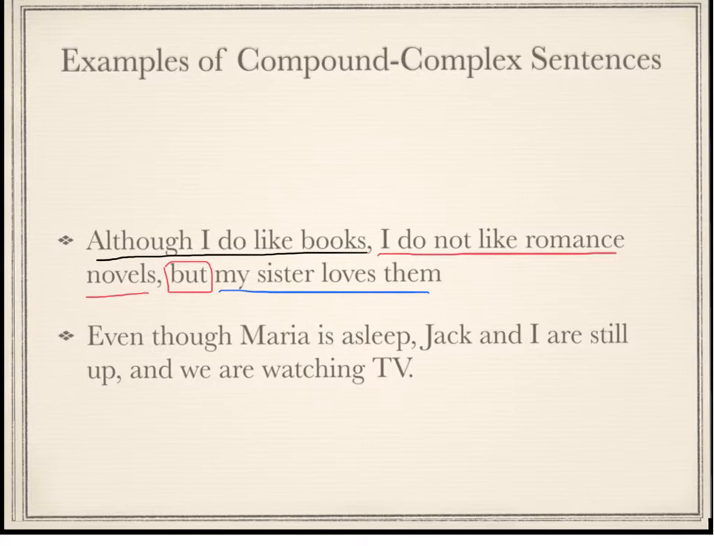The second sentence, even though Maria is asleep, Jack and I are still up, and we are watching TV. Even though Maria is asleep is the dependent clause. Jack and I are still up is the first independent clause, followed by the conjunction and then the second independent clause, we are watching TV.